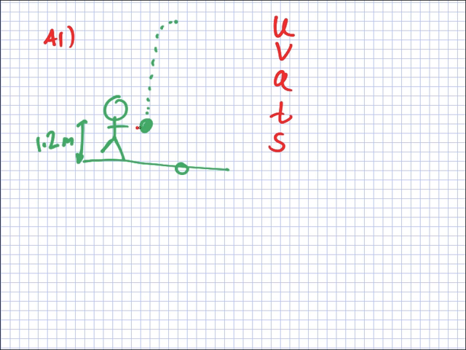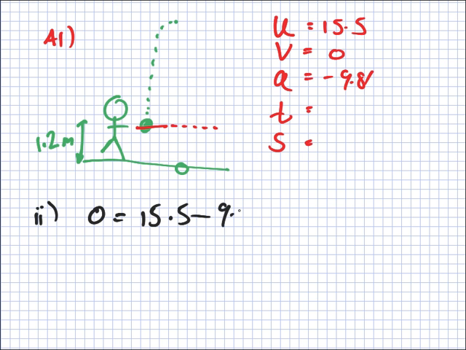UVATS. The U is 15.5. The V is 0. The A is minus 9.81. And the T and the S are both what we want. So they ask for the S first, although I kind of feel like it would be easier to get the T first, because I can say V equals U plus AT. So T is 15.5 divided by 9.81.